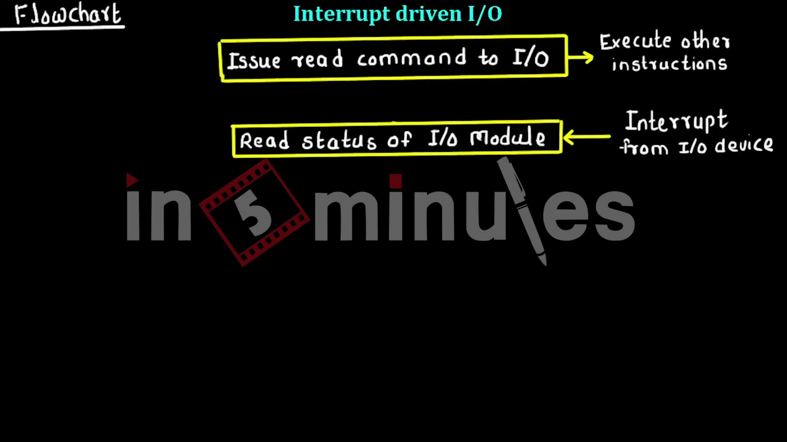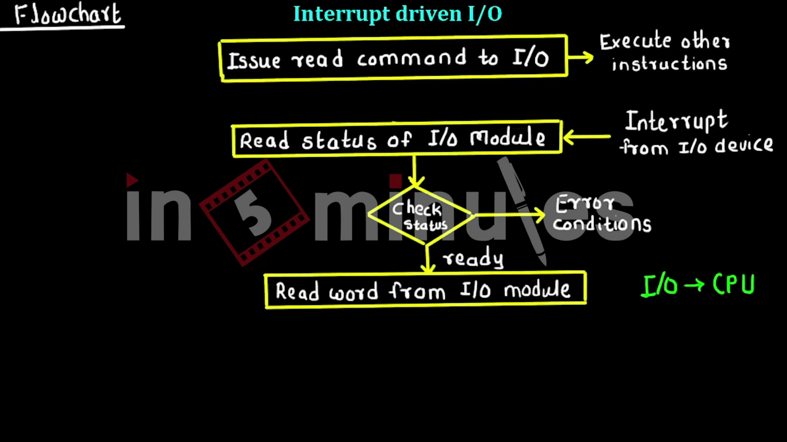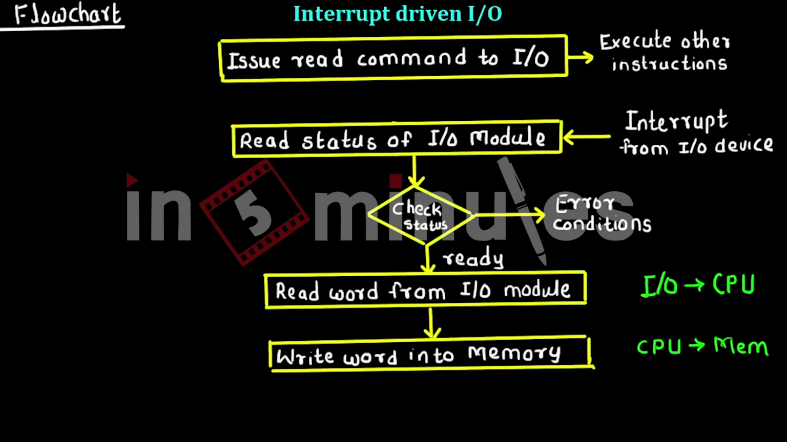After the interrupt occurs, the processor reads the status from the I/O module, then checks the status for errors. If there are errors, then go for error condition processing. If it is ready, then we read the word from the I/O module. So basically the data transfer between I/O and CPU occurs in this step. Finally, we write the word into memory, which is the CPU to memory data transfer.